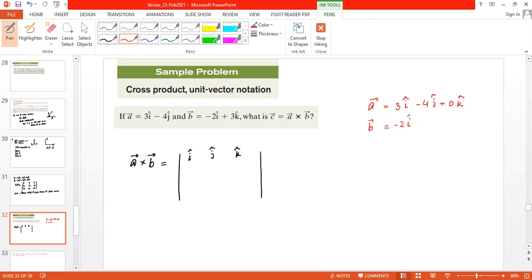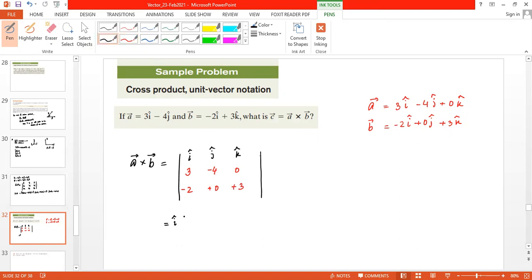And for this one, you have no j here. So that means plus 0j, right? And then plus 3k. So just put the values here. For a, just 3i minus 4j plus 0k. And for b, it is like minus 2i plus 0j plus 3k, right? And apply the same formula here.